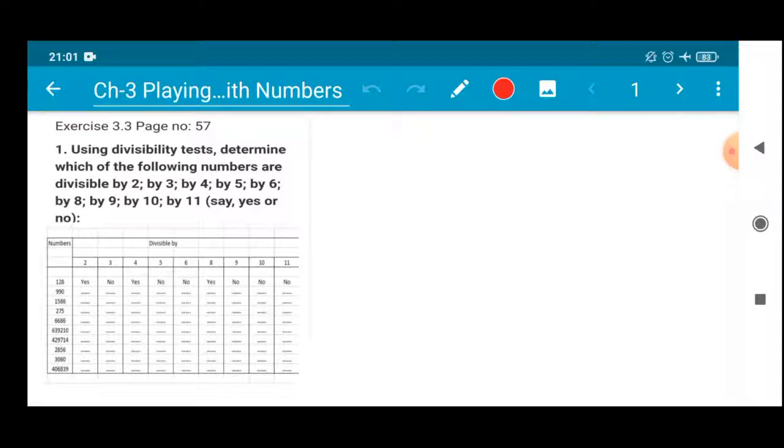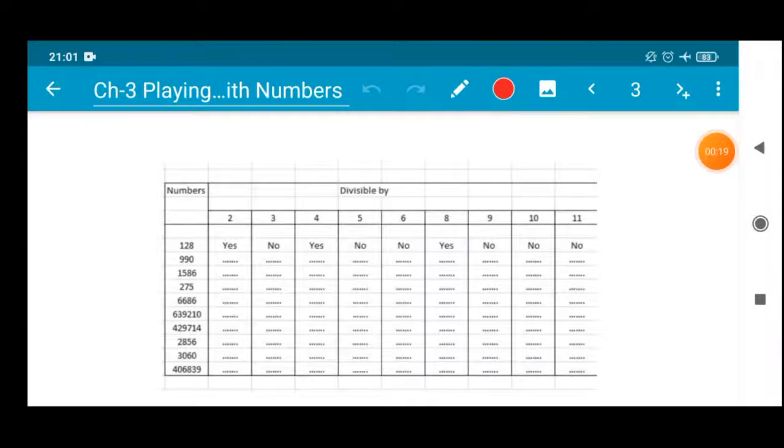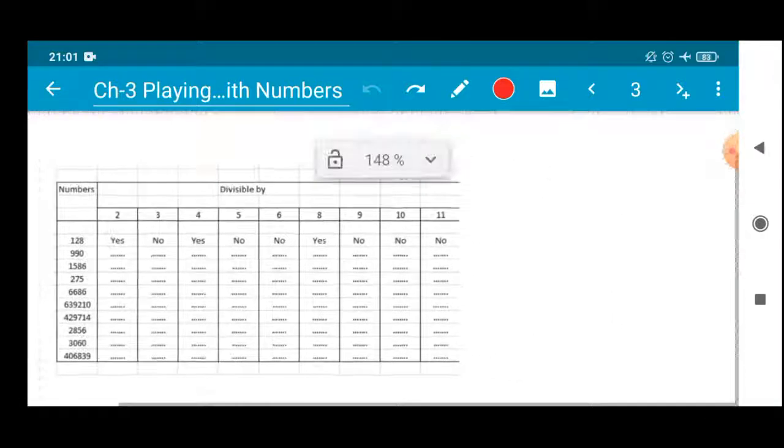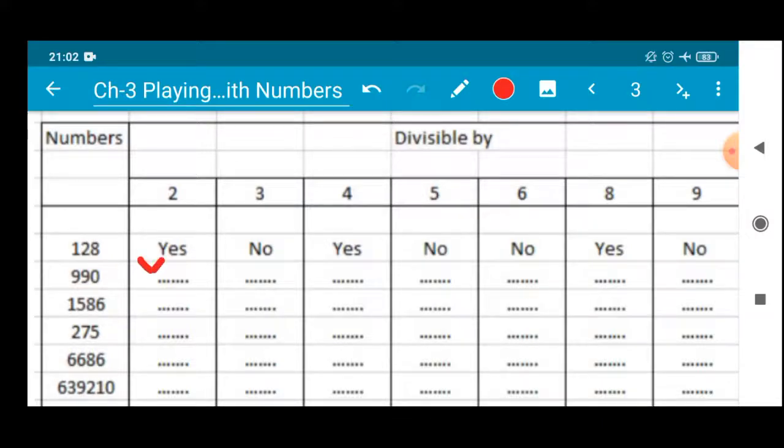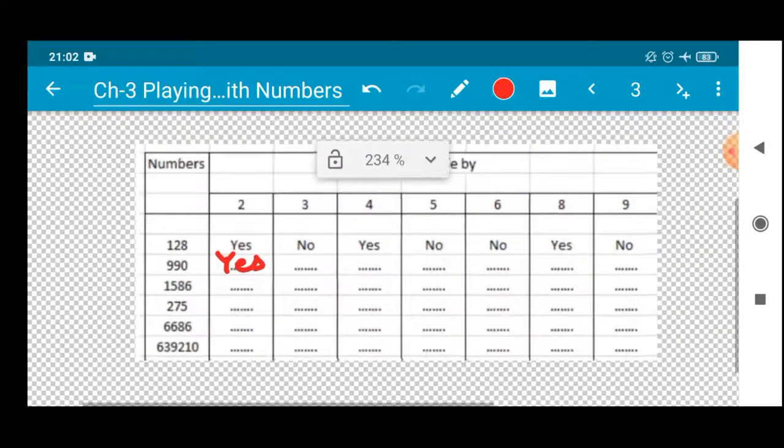So let's start solving. Question number 1: here we have the number 990. We have to check whether 990 is divisible by 2 or not. In the divisibility rule of 2, we saw that if you have an even number at the unit position, then it is divisible. In 990, the unit position is an even number. So yes, it will be divisible by 2.